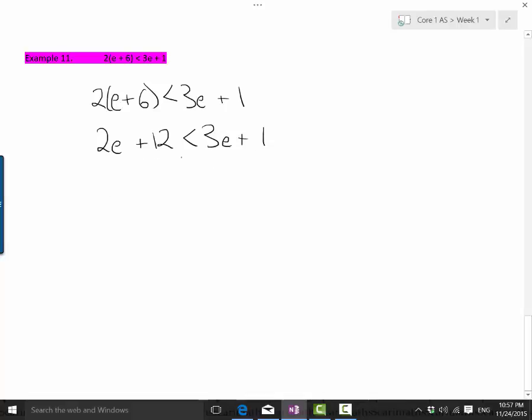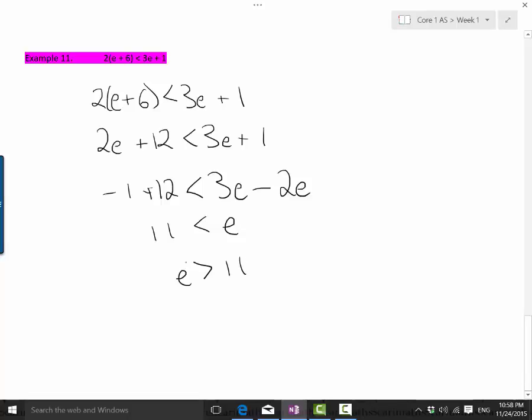And then we're going to put our e's on one side and our numbers on the other. Now I tend to try and keep the e's positive, so I keep this big. This has got 3 e's and the other one's only got 2, so when you take it over, it stays like that. And we've got 12, but we're actually going to take away 1, so we've got minus 1 plus 12, which is 11, is less than just 1e, so e is bigger than 11. Hopefully you can see where that comes from.